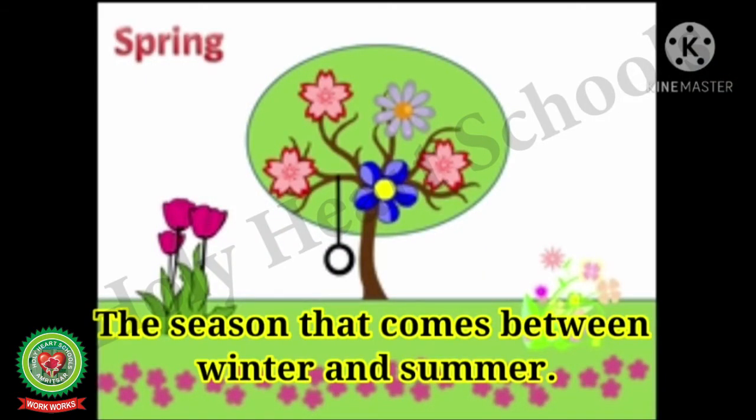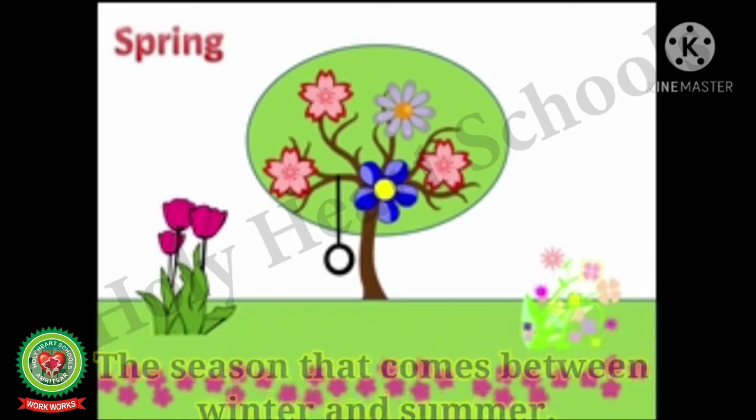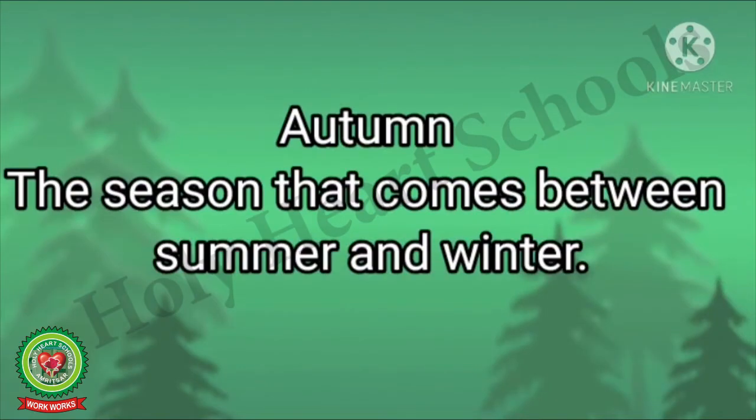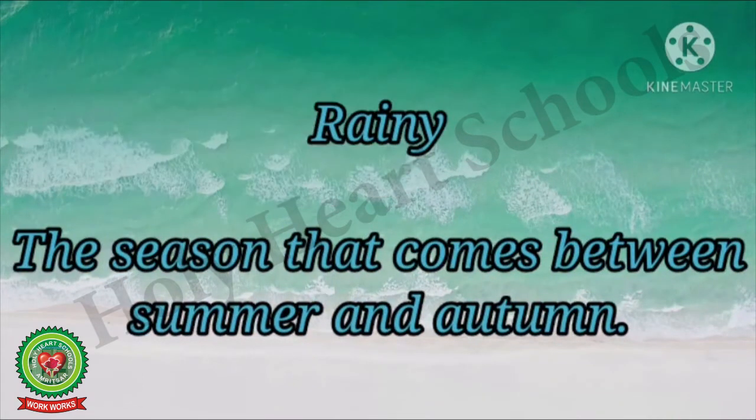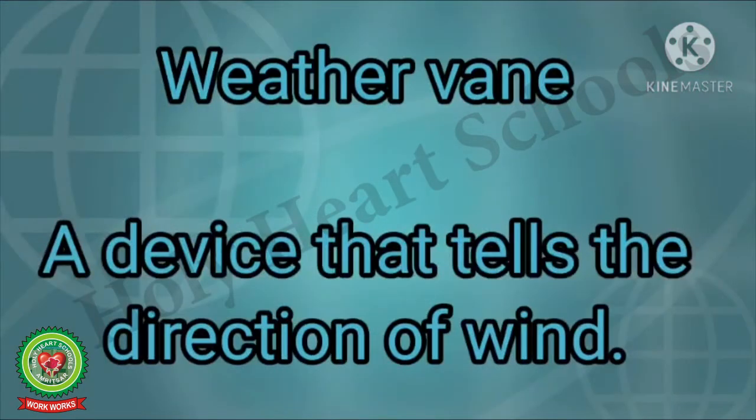Spring, the season that comes between winter and summer. Autumn, the season that comes between summer and winter. Rainy, the season that comes between summer and autumn. Weather vane, a device that tells the direction of wind.